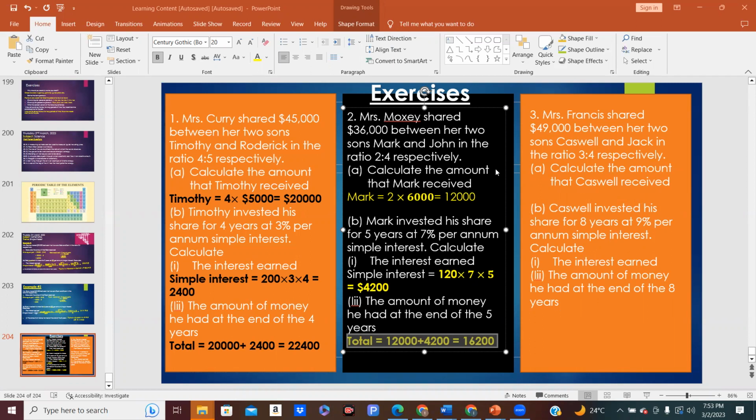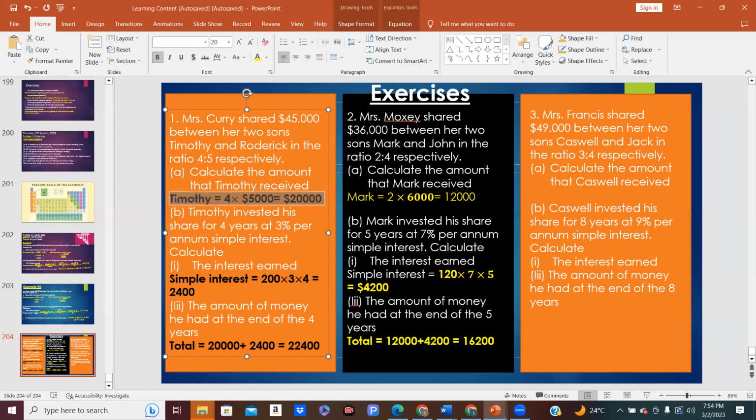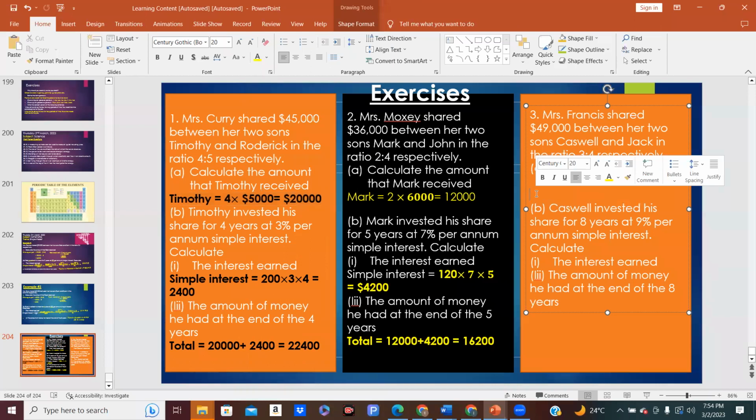Let me let Moesha. Moesha, can you explain number 3? Yes, sir. So for number 3, you have to find one equal part. So it will be 49,000 divided by 3 plus 4. When you add 3 plus 4, you get 7. So you will divide 49,000 by 7. And when you divide that, you get 7,000. 7,000 is correct.